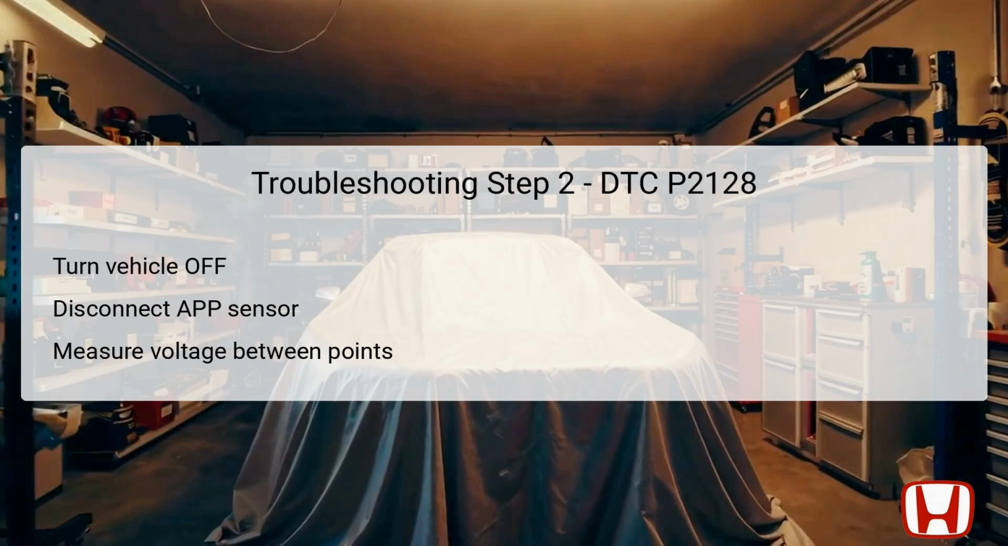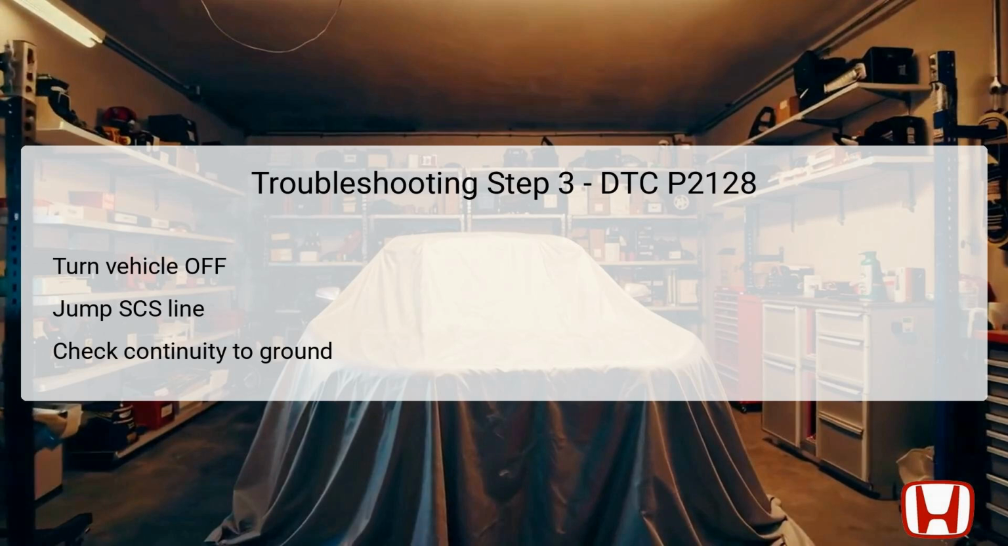measure the voltage between two specific test points on the 6P connector. For proper function, the voltage between these points should approximately read 5.0 volts. If it does, this indicates the APP sensor is faulty and requires replacement. Should the voltage fail to meet this reading, proceed to step 3 for further diagnostics.